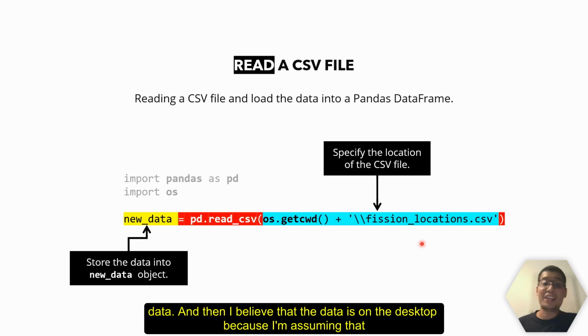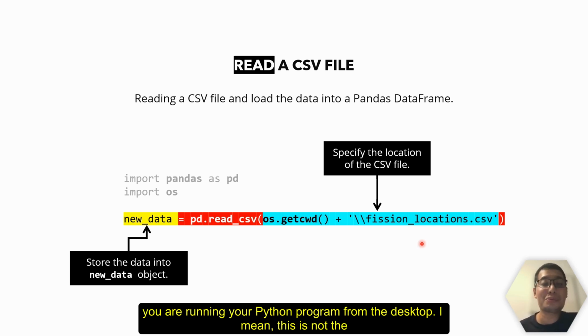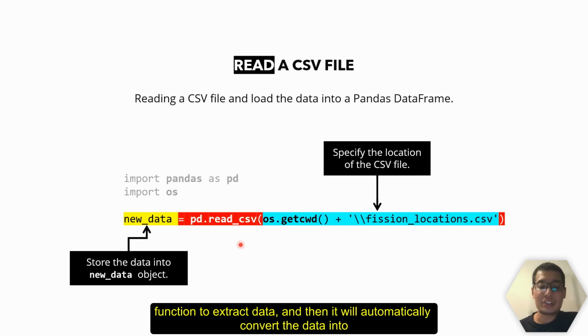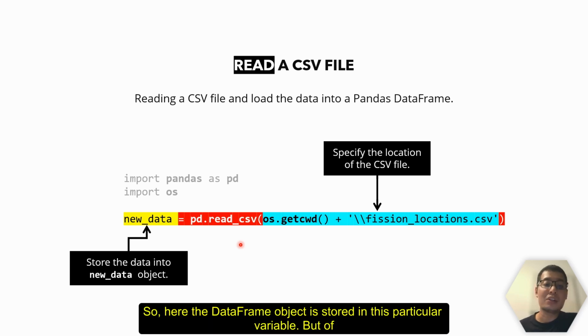And then I believe that the data is on the desktop, because I'm assuming that you are running your Python program from the desktop. This is not the general case, it's just my assumption. But then we use this read_CSV function to extract the data, and it will automatically fit the data into the data frame so that it can be easily read by Python. So here, the data frame object is stored in this particular variable.